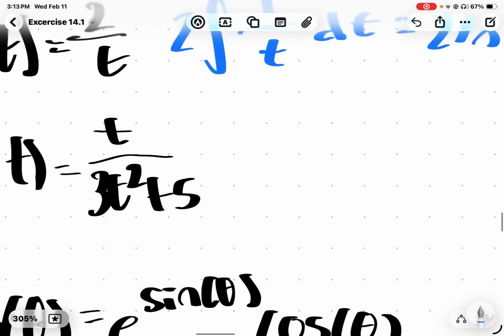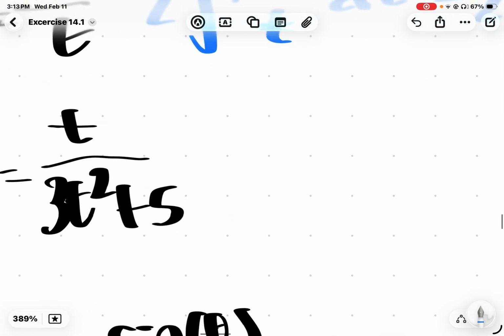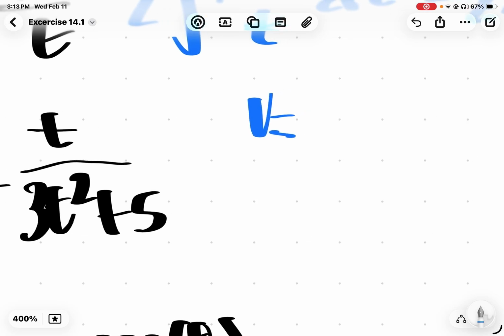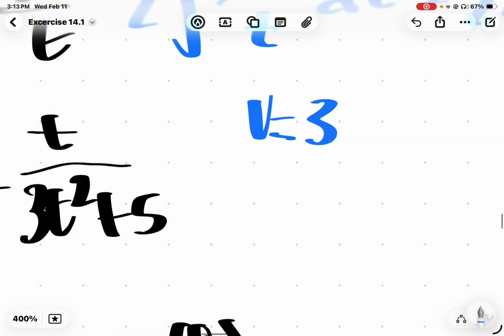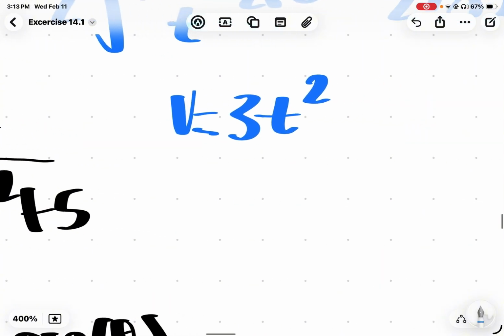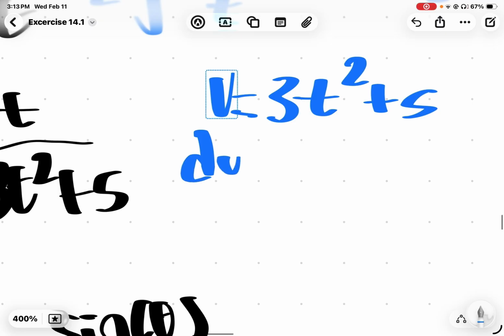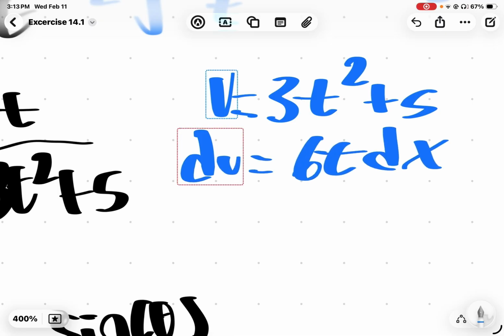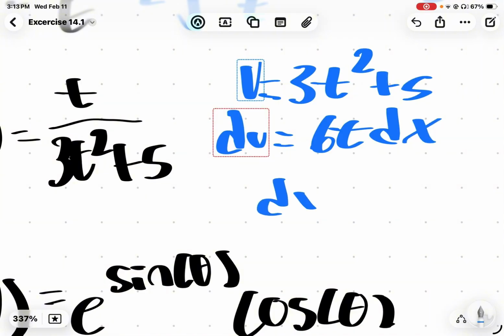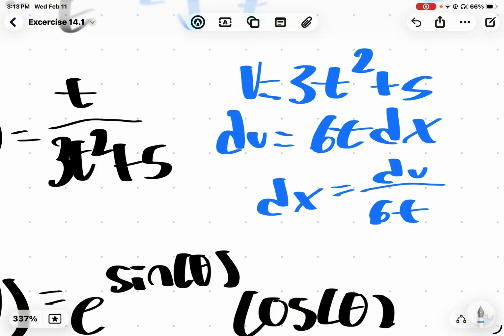We'll have to use u substitution for this. We'll try using u equals 3t squared plus 5. So then du equals 6t dt. Therefore dt equals du over 6t.